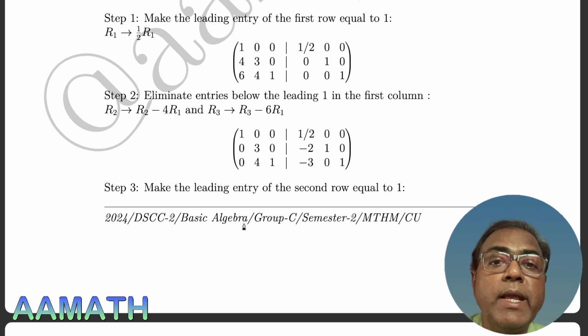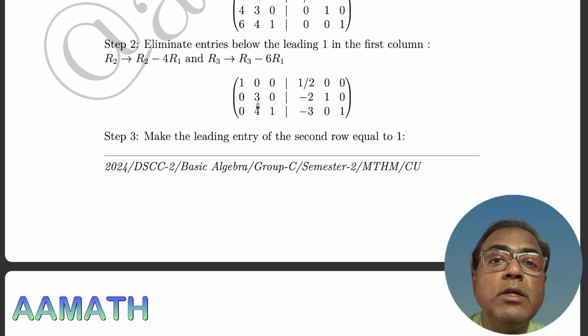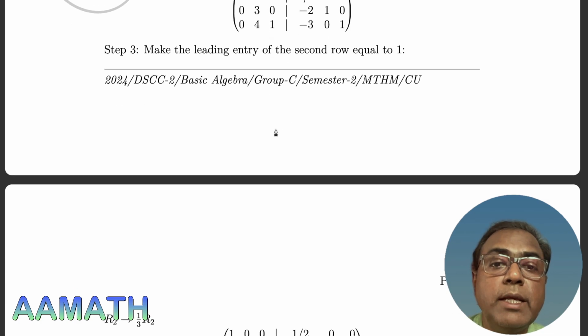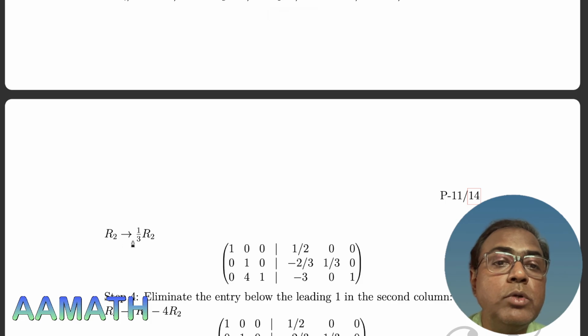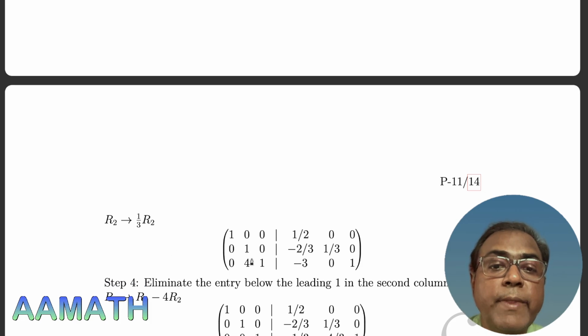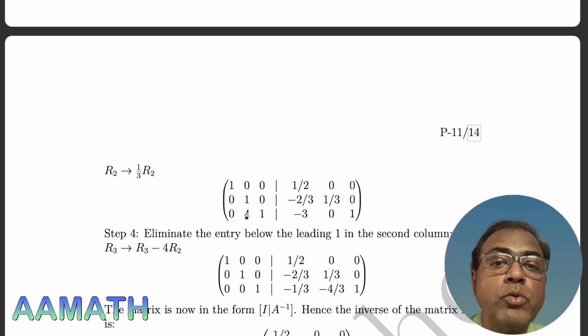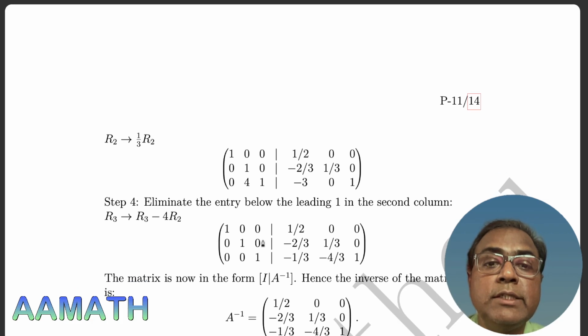So we get this. Next, to get 1 in this position, this 3, we divide the second row by 3. So R2 equals old R2 by 3, and we get this. And to get 0 in this position, R3 equals old R3 minus 4R2, we get this one, and this is the identity matrix. Hence the right hand side matrix is the inverse A inverse of the given matrix A.